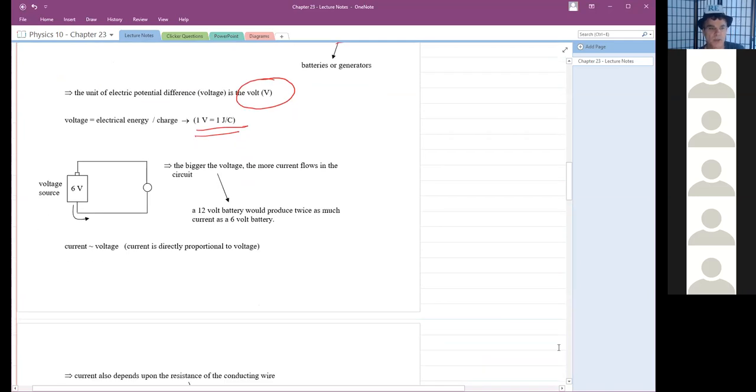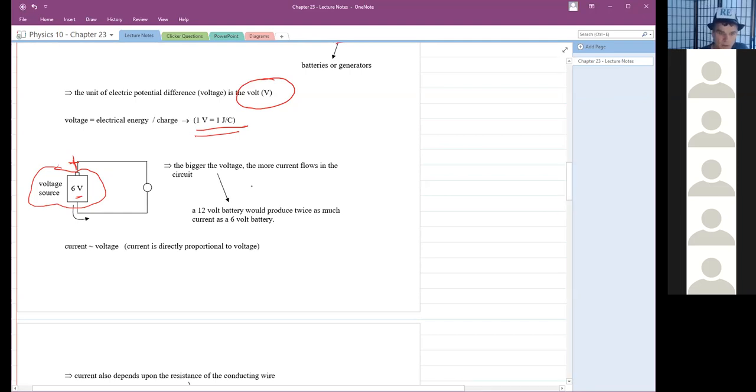So here's our simple circuit again. I've got a voltage source, something which is maintaining a difference in electric potential, electric pressure. In this case, I'm just drawing it like a battery. The little nubby part is always the positive terminal, and the other part is the negative terminal. Once I complete the circuit, I'm going to have electrons flowing from the negative terminal to the positive terminal.